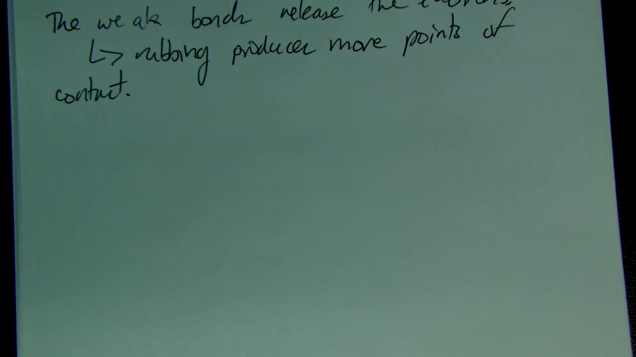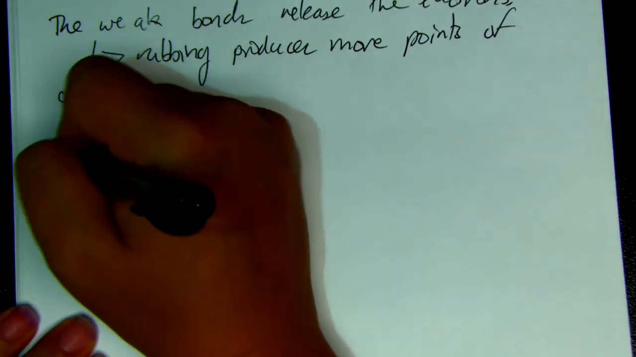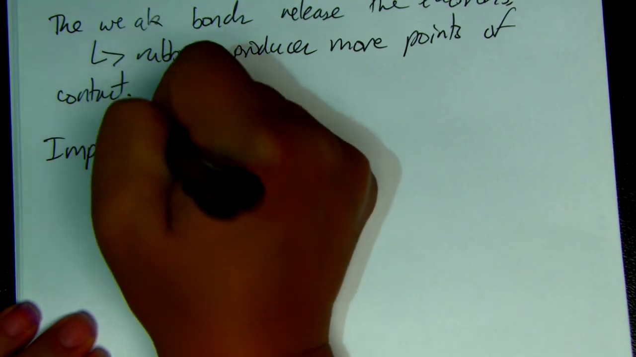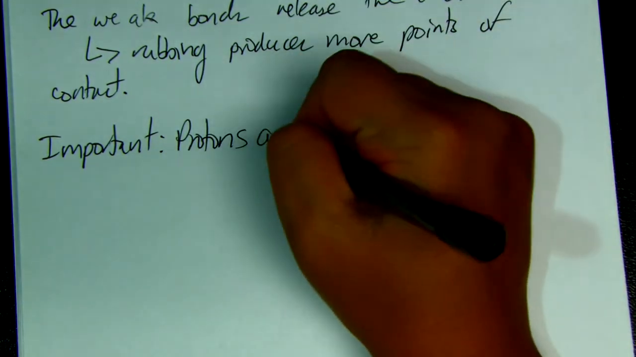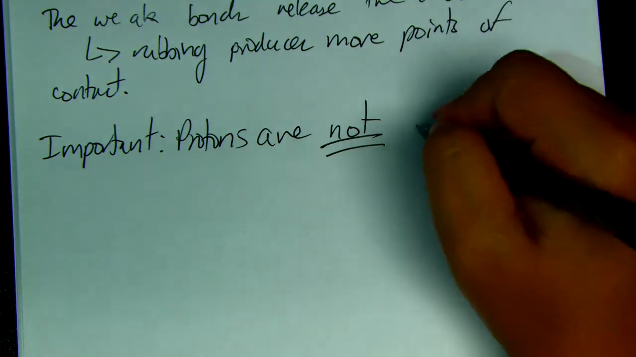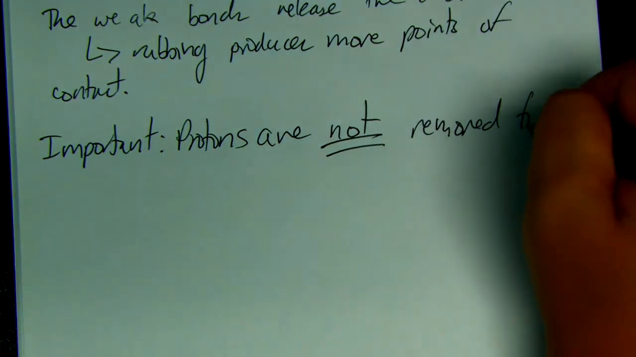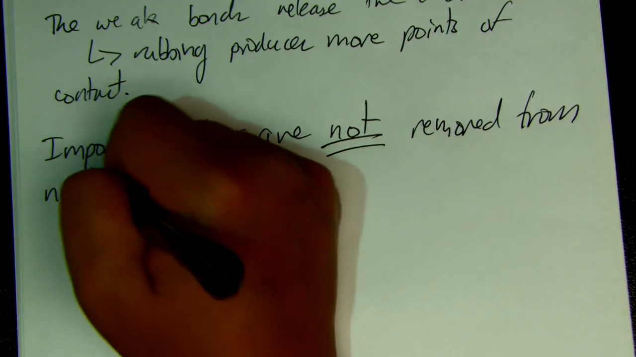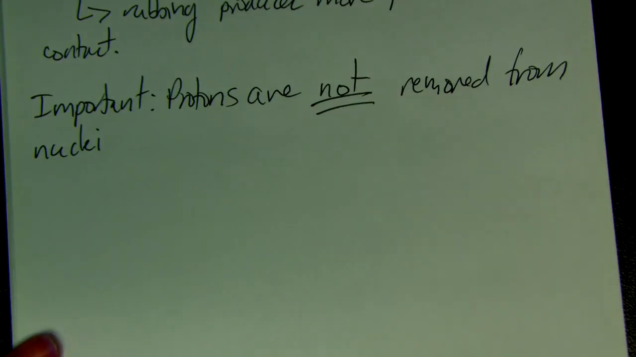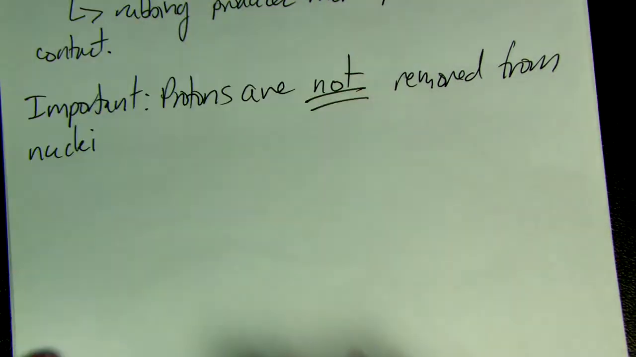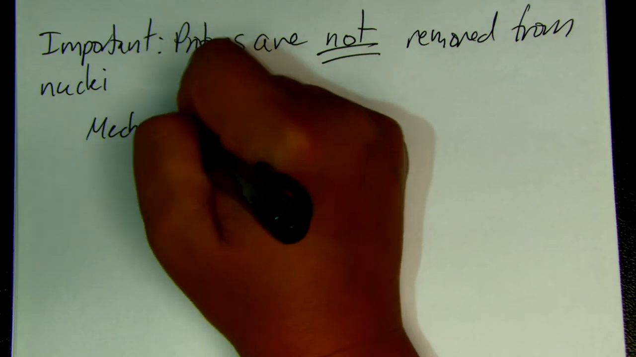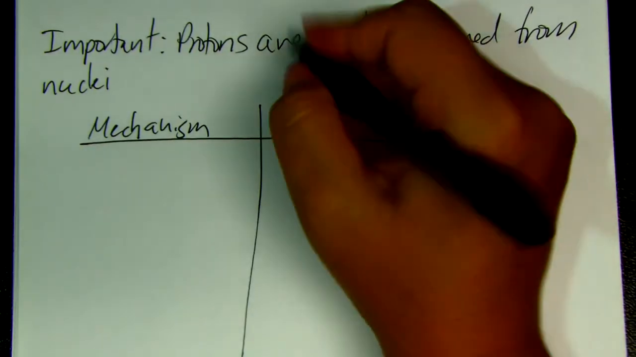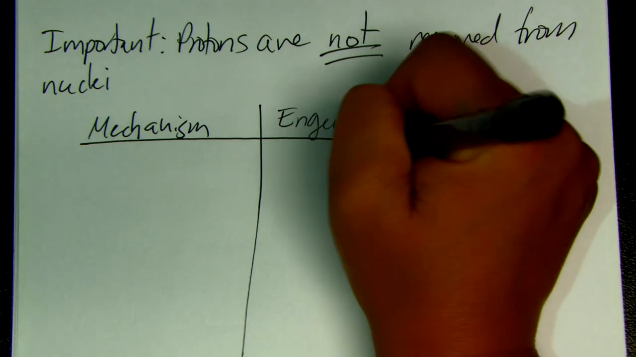Okay, so something that is important to note: protons are not removed from the nucleus. If an object becomes positive or becomes negative, it is because it has gained or lost electrons. It has not lost protons. That's because it takes a lot of energy to remove a proton from a nucleus. It's not impossible, but it does not happen very often.